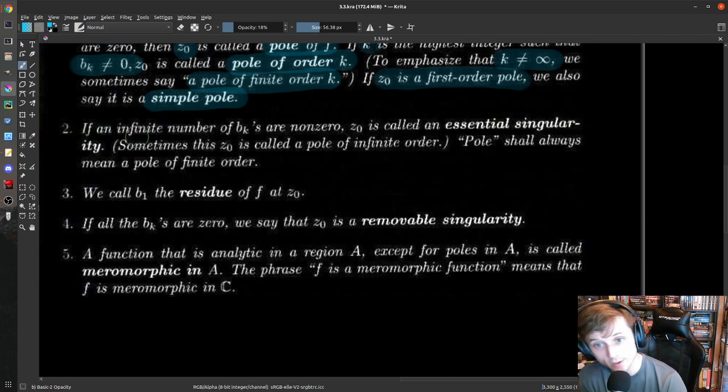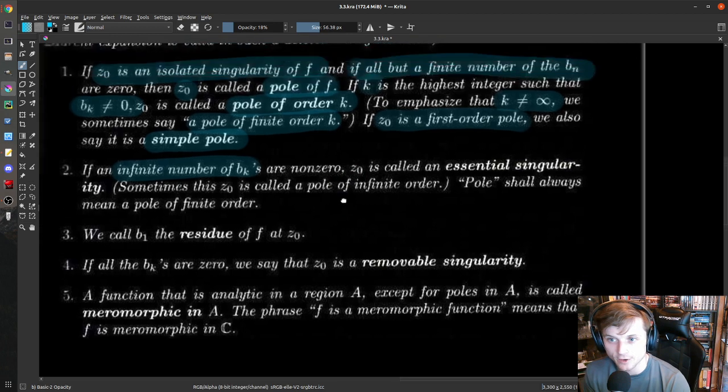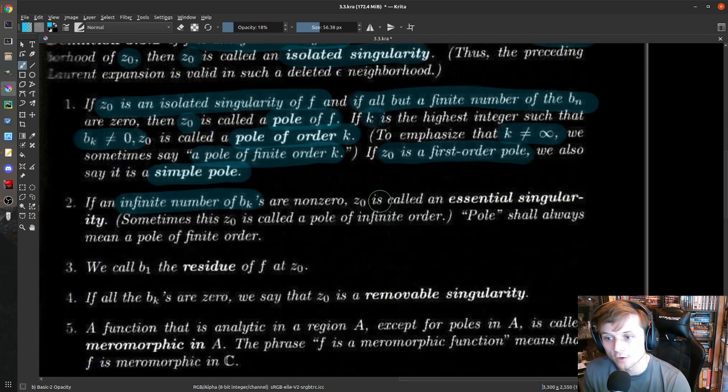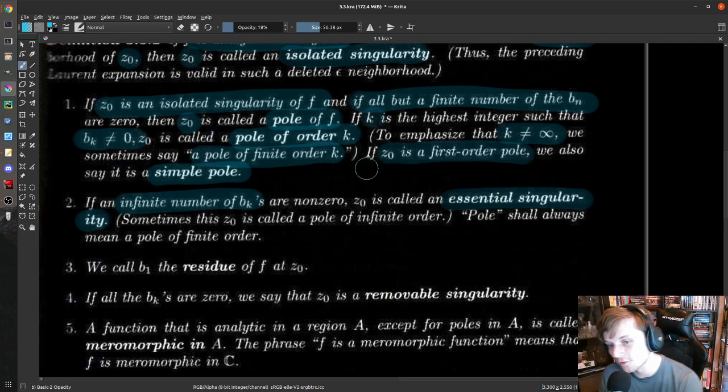Part 2, if an infinite number of Bk's are non-zero, that is, if there is no leftmost non-zero coefficient, we'll call z0 an essential singularity. Sometimes people will call this a pole of infinite order. When we say pole, we don't want to always have to specify the order. We'll say pole to mean pole of finite order, and we'll say essential singularity to mean a pole of infinite order, right?